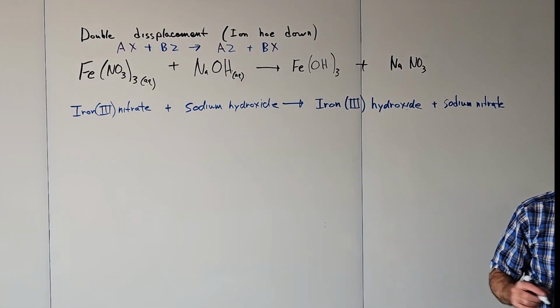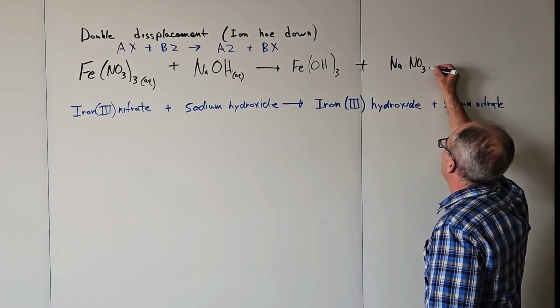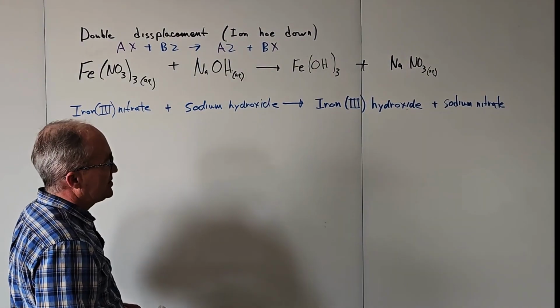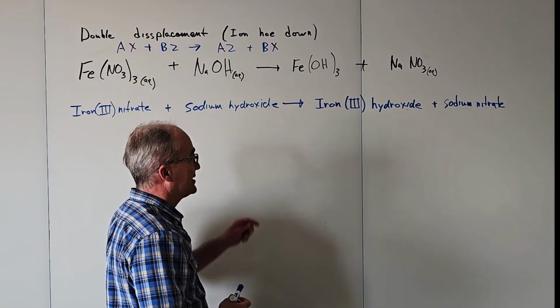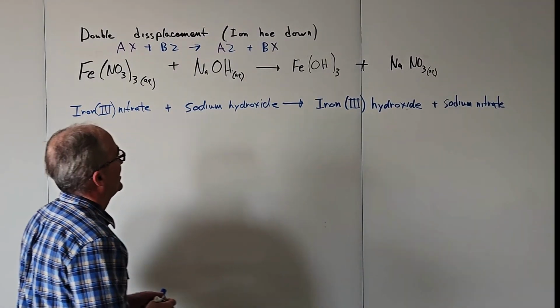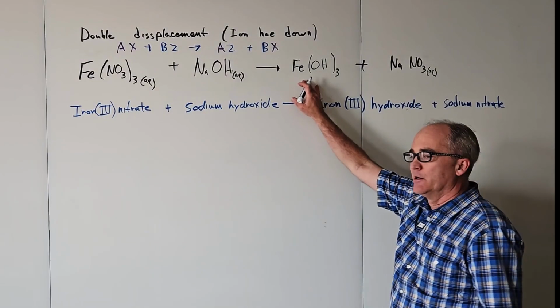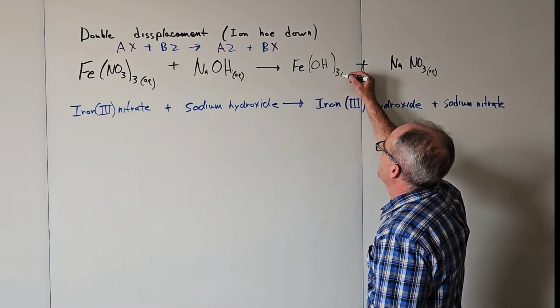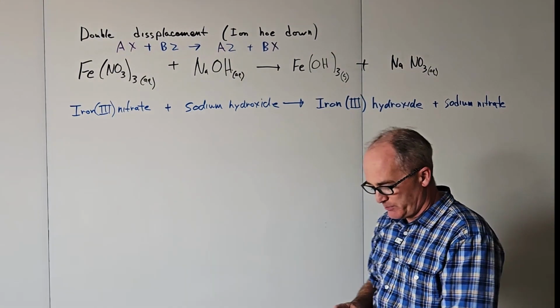So one of the things we're going to learn in this chapter is solubility rules. A nitrate makes anything soluble. Most hydroxides are not soluble except for alkali metal hydroxides. So iron isn't an alkali metal, so this is not soluble, and we get a precipitate.